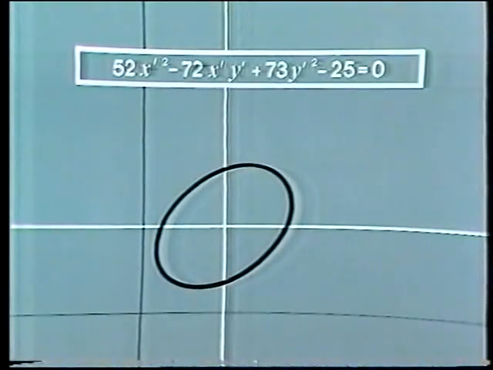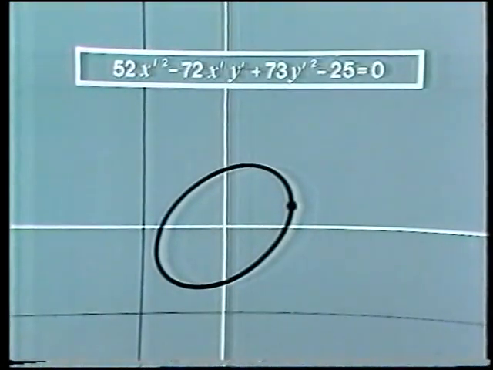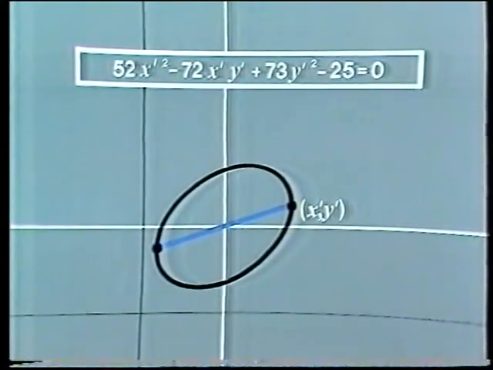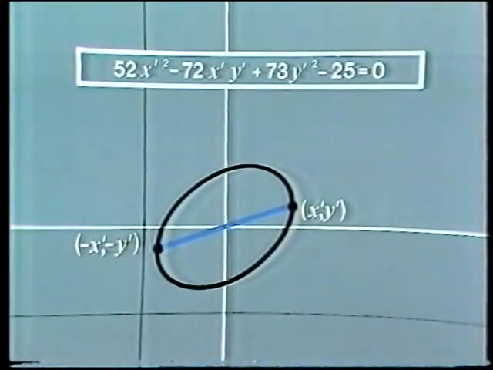Now, the origin seems to be in the centre of the ellipse, and this is reflected in the algebra. If we take a point on the curve and take a line through the centre, then the point which is the same distance on the other side of the centre is also on the curve. And this is geometrically what we mean by centre. Algebraically, if our point is x dashed, y dashed, the point on the other side is minus x dashed, minus y dashed.